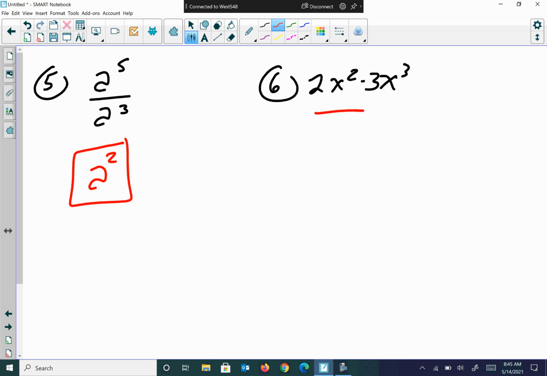Number 6, combine the 3 and the 2, so I get 6. X to the second, x to the third is x to the fifth. Remember, you add the exponents. Seem cheerful?